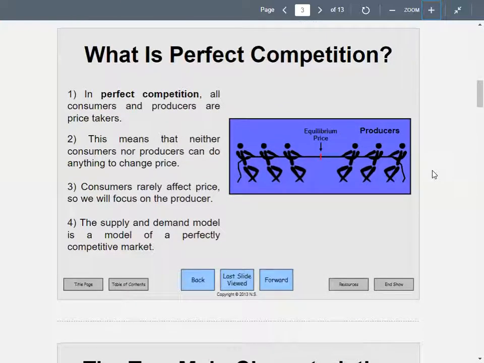So what is perfect competition? In perfect competition, all consumers and producers are price takers. What does that mean? This means that neither consumers nor producers can do anything to change the price. The price is what it is. Consumers rarely affect the price, so we're going to focus on the producer. That's the supplier, the people that make the product. The supply and demand model is a model of a perfectly competitive market.